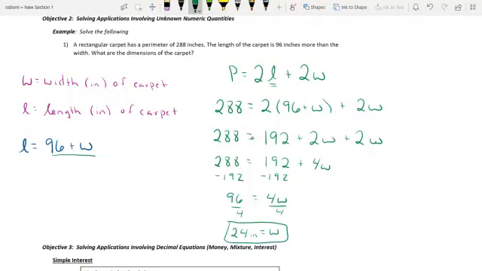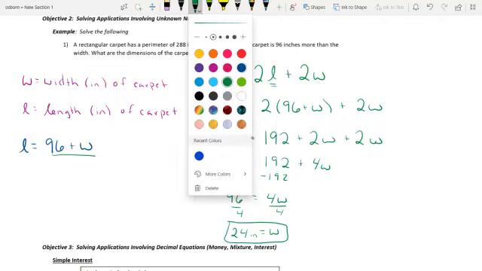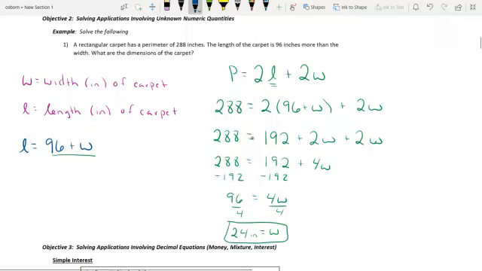Now we are not done though, because you're asked for the dimensions of the carpet, meaning the length and the width. So what you're going to do now is you're going to plug in your value of W in here, where it says L is equal to 96 plus W, so 96 plus the 24. So your length is equal to 120 inches.